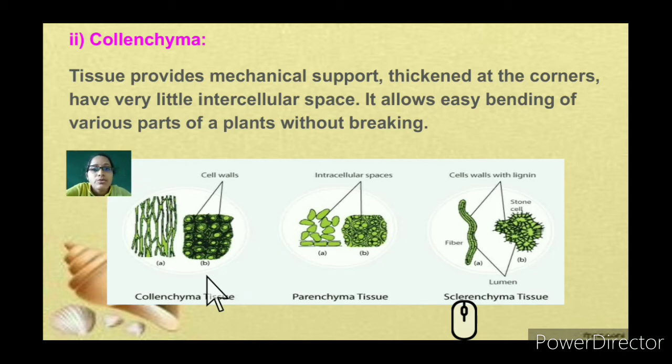This type of tissue provides mechanical support, and also you can see that the cell wall will be thick. You can see in large trees that the walls of the tree will be thick and have very less intercellular space. So you can see that it allows easy bending of various parts of the plants without breaking.